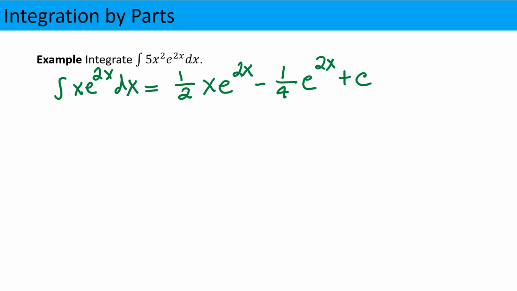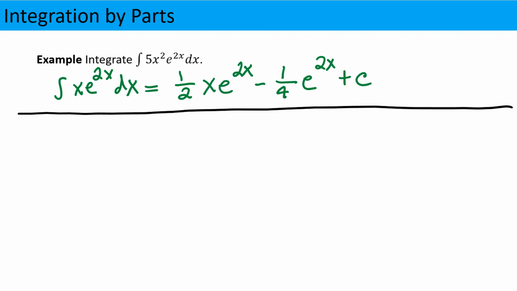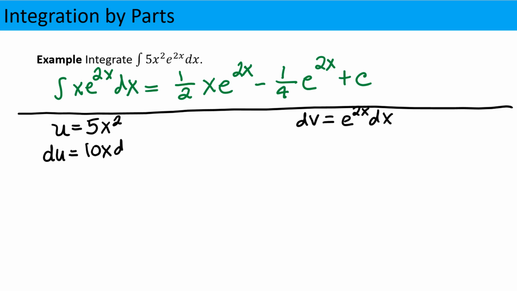Now we are ready to integrate the 5x squared e to the 2x dx. For that integral, we need to identify the u and the dv. So we know that for the dv, we want e to the 2x dx. Then by default, what remains for the u is 5x squared. To find du, we take the derivative of u. The derivative of 5x squared would be 10x, and don't forget the dx.